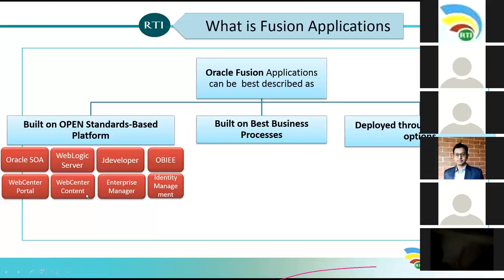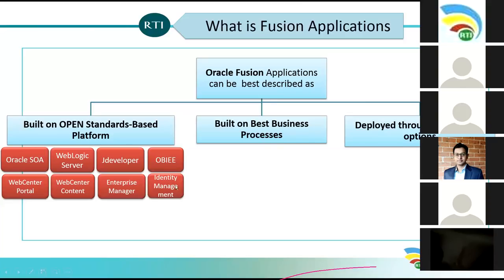WebCenter Content: if your company wants to store any kind of data, any digital content or documents, a single repository to store all your documents can be WebCenter Content. They also use JDeveloper. JDeveloper is a tool through which you can develop Fusion-specific applications. If you want to create a page in the Fusion application, or create new business processes, you have to use JDeveloper.